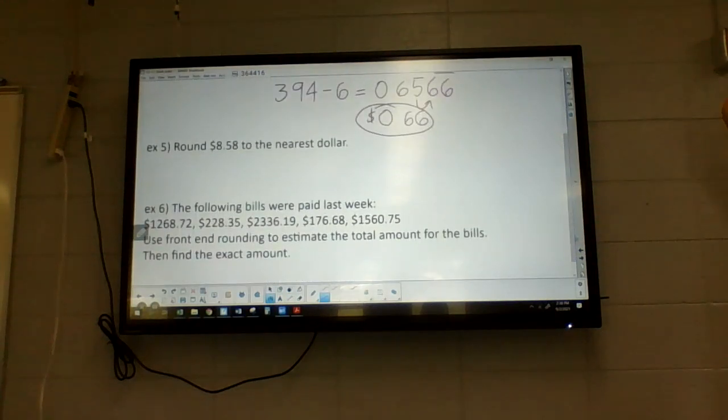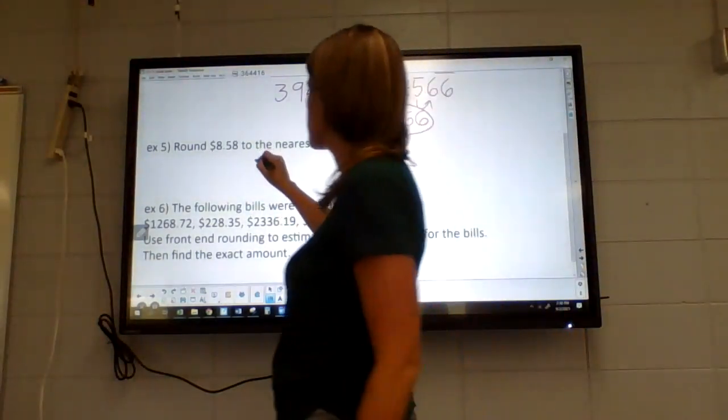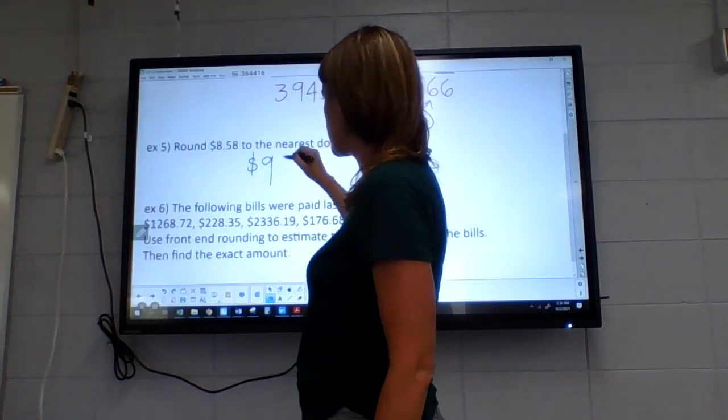So round $8.58 to the nearest dollar. What would that become as a dollar? $9. So if we weren't using change, we would call that $9.